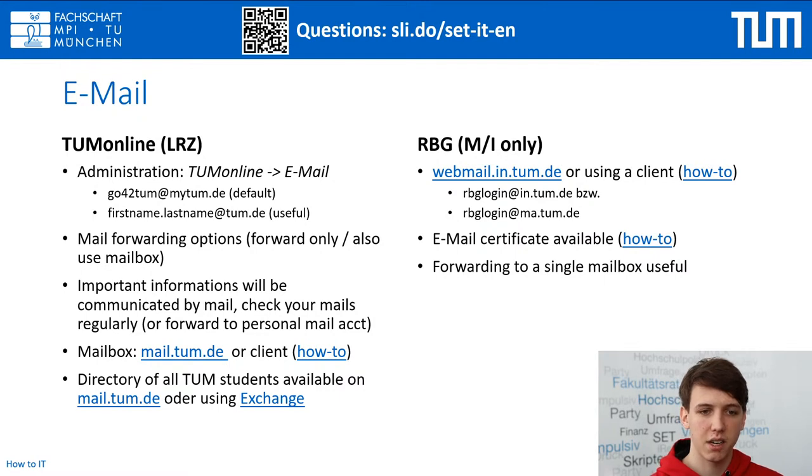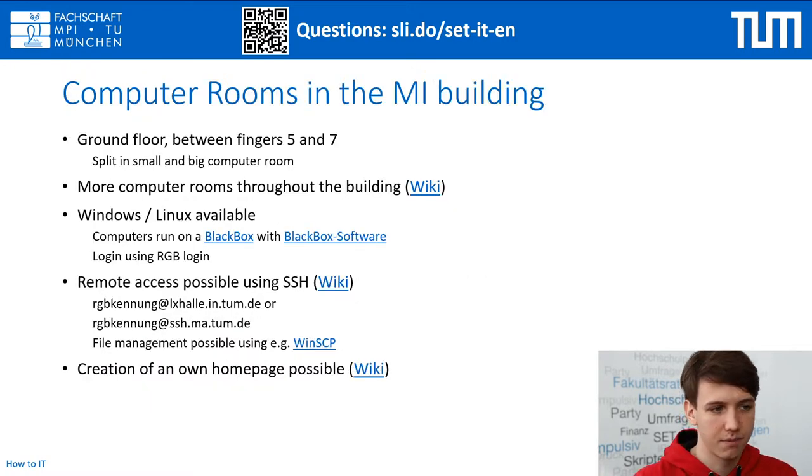Now, the second email you might have if you're studying math or informatics, you will have another mail by the RBG. Namely, usually your RBG login at in.tum.de or ma.tum.de respectively, depending on your study course. It can be accessed at webmail.in.tum.de, and you can also get an email certificate for that. But usually, since you already have the other mail, most people, and I, do forward it to another mailbox, namely the TUM email, for example. And it's generally more useful to have a single mailbox for everything regarding your studies.